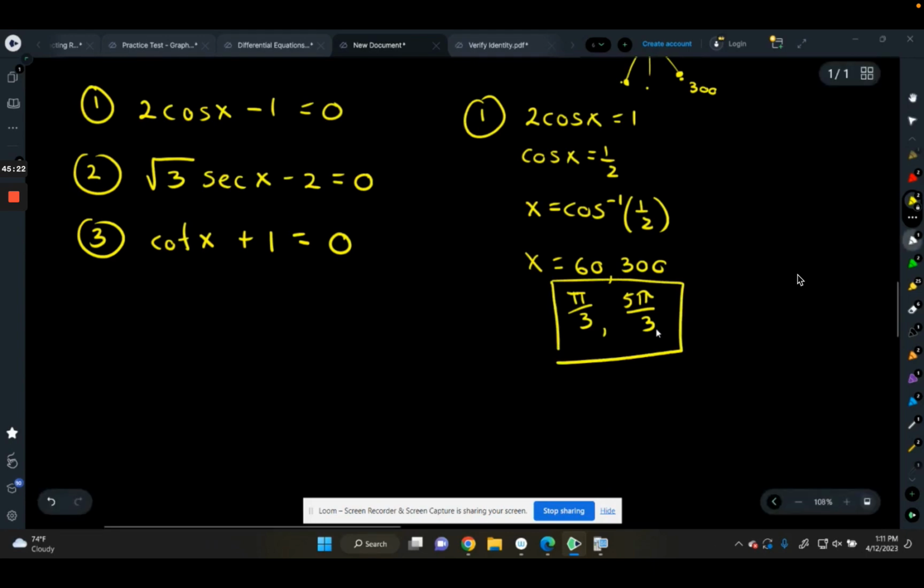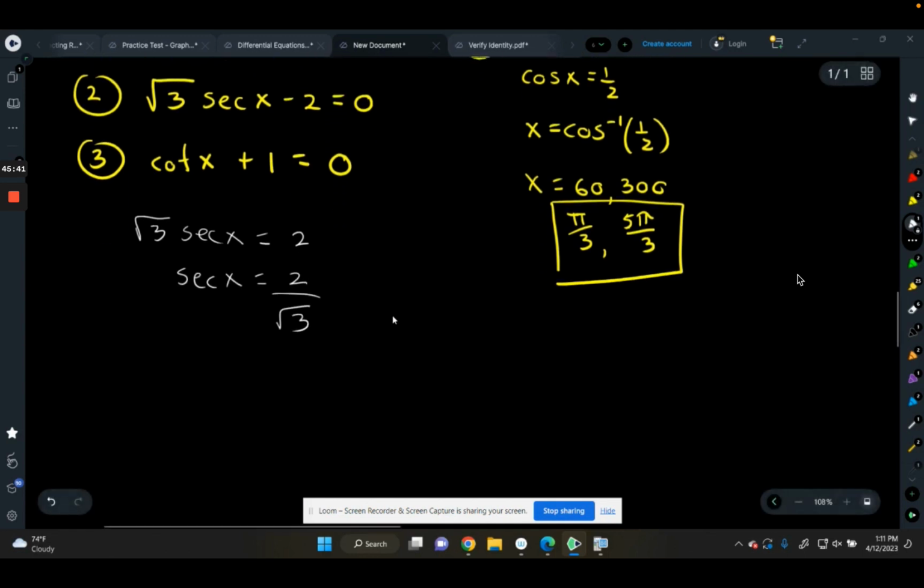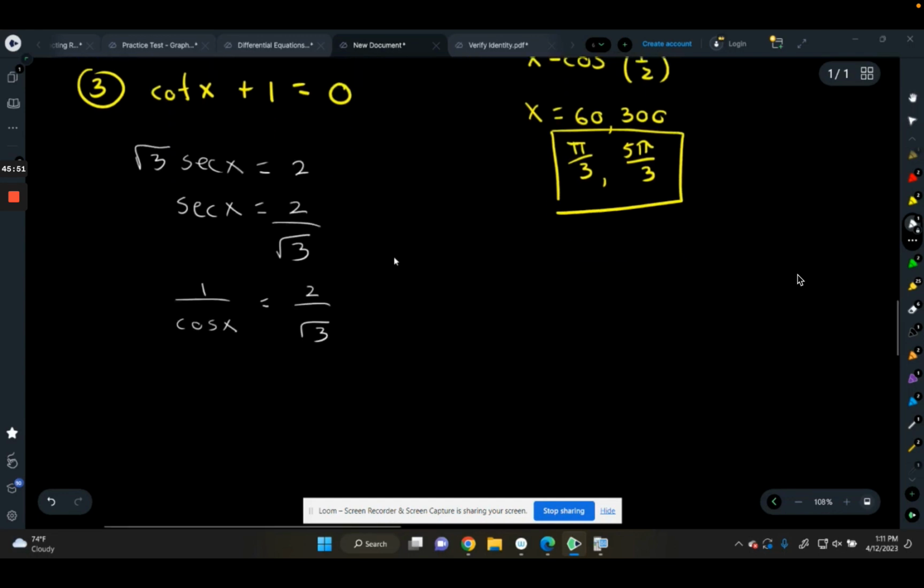All right, next one. We've got the square root of 3 times secant x minus 2 equals 0. We're going to add 2 to both sides, so that equals 2. Dividing by root 3, we get 2 over root 3. Now, secant is the reciprocal of cosine, so I can write this as 1 over cosine x. So what can we do from there? Flip it. This means that cosine x is equal to root 3 over 2.